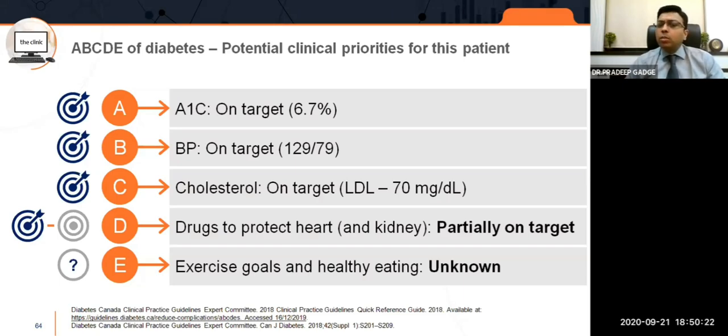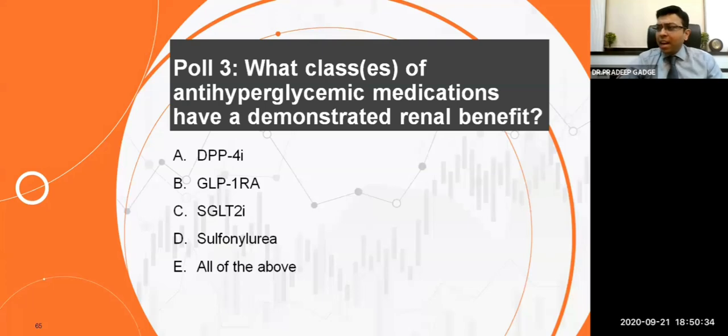Now, coming to drugs which protect the heart and the kidney. Okay, she is partially on target because we have already given telmisartan, somewhat similar to the earlier case. So I'll just rush through this case. Now, what we need to understand is that certain class of drugs like the SGLT2 inhibitors and the GLP-1 receptor agonist have certain beneficial effects on the kidney and heart. So whenever possible, try to knock off sulfonylurea or DPP-4 inhibitor and try to put these drugs in place of them. So that is what we did in this particular patient.